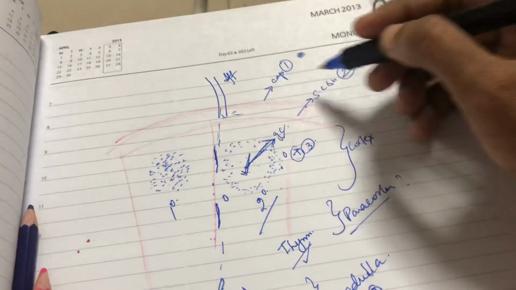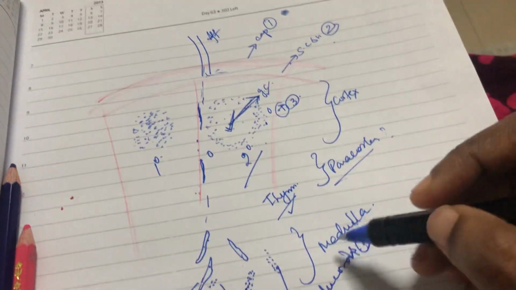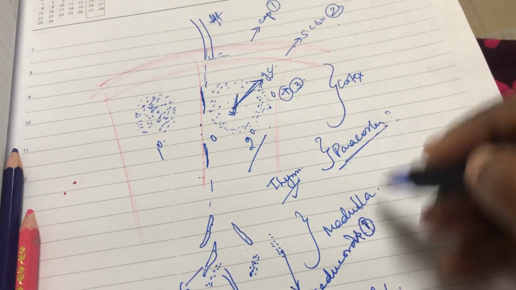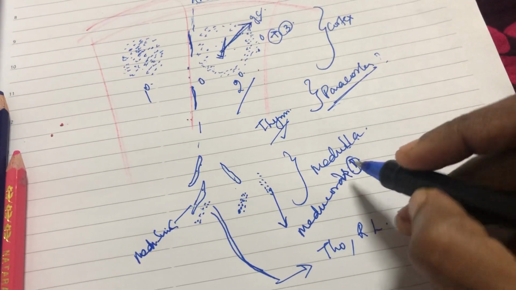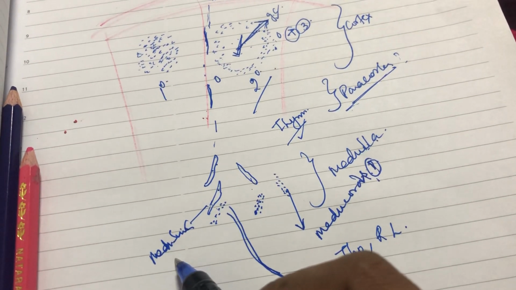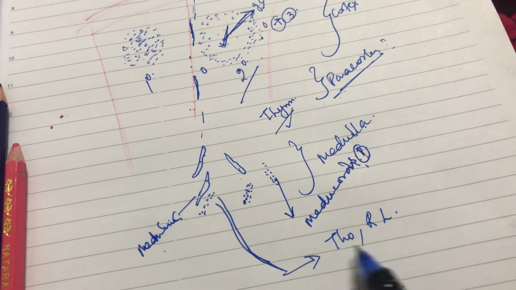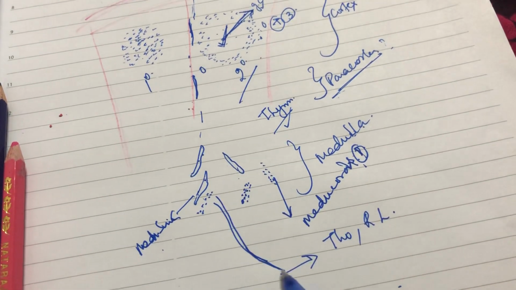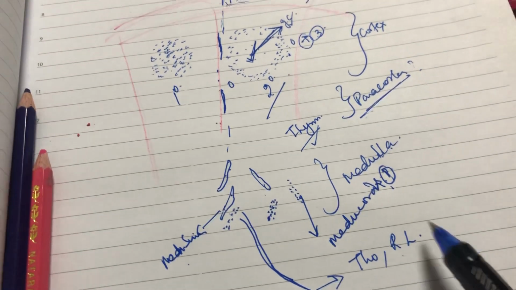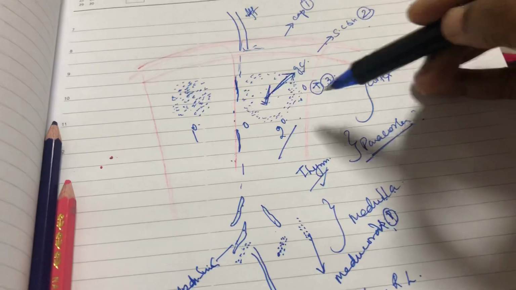So, 1, 2, 3 trabeculae, 4 T lymphocytes in the paracortex, and number 5 is the medulla. In the medulla you have medullary cords as well as medullary sinuses. From here the produced lymphocytes go out into the thoracic duct or right lymphatic duct. Like that it keeps moving on, right?